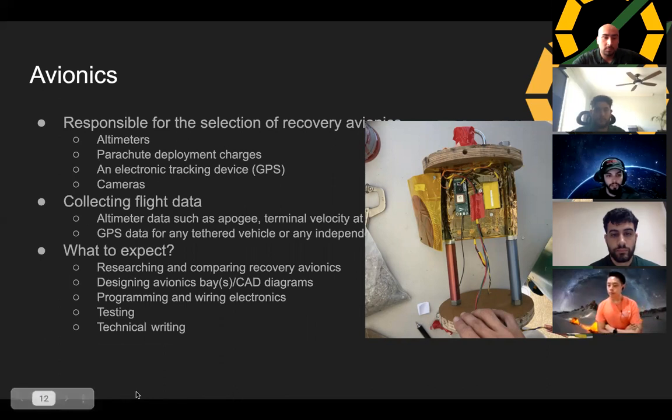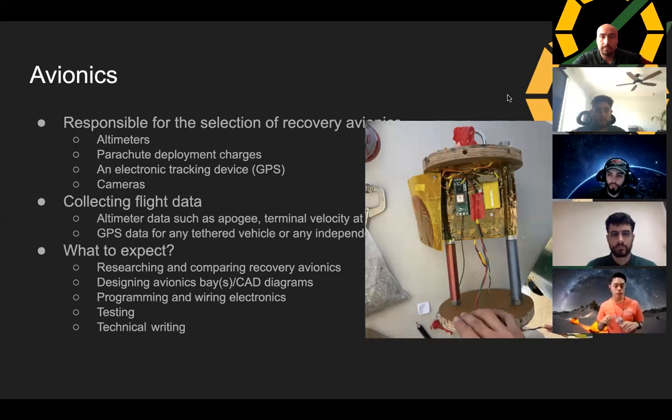So for the avionics, we are responsible for selecting the recovery avionics specifically, which include the altimeters, which will be in charge of deploying our parachutes and such, and also giving us our recordings for our apogee, which is another requirement by NASA. As well as the electronic tracking device, which is what NASA calls it in the handbook, and it's usually just a GPS that we use. And there are also some cameras that we'll need just to get some cool footage of our flights usually.